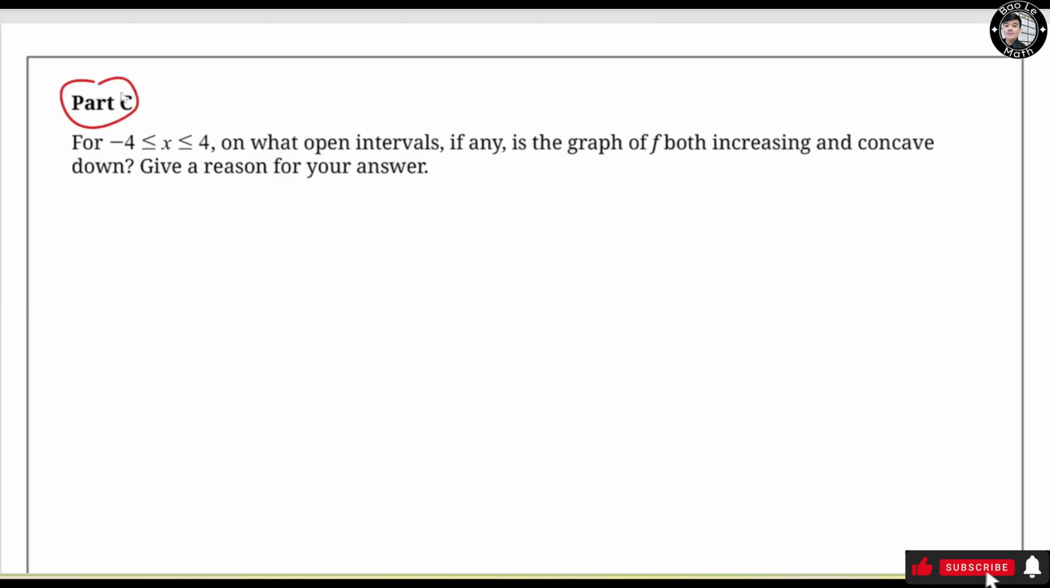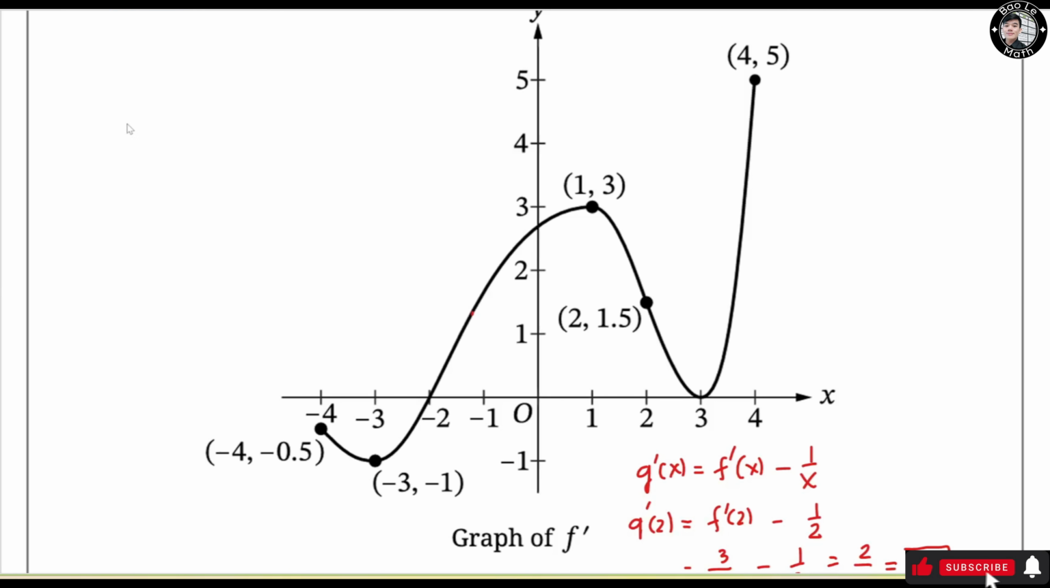Question C. For x greater than or equal to -4 and less than 4, on what open intervals, if any, is the graph of the function f both increasing and concave down? When it comes to an increasing function, f prime must be greater than 0. And concave down, f double prime should be less than 0. So we look at the graph right here. We need to find the interval where f prime of x is greater than 0 and f double prime of x is less than 0.